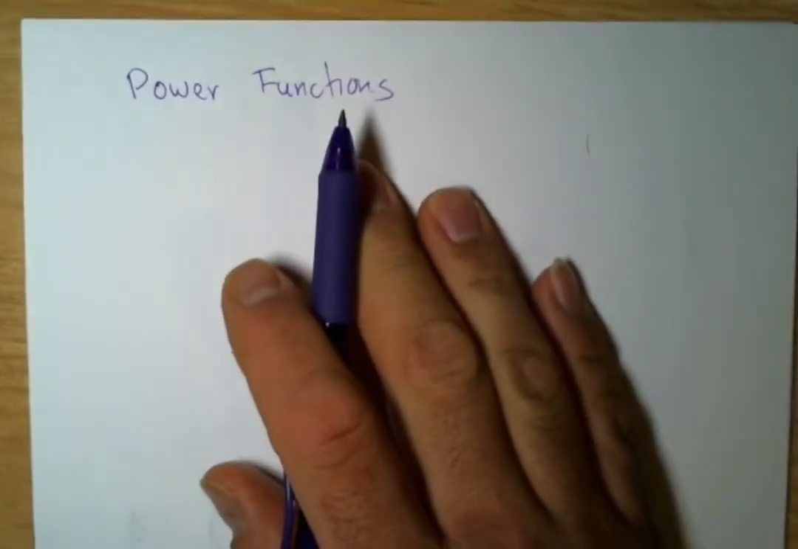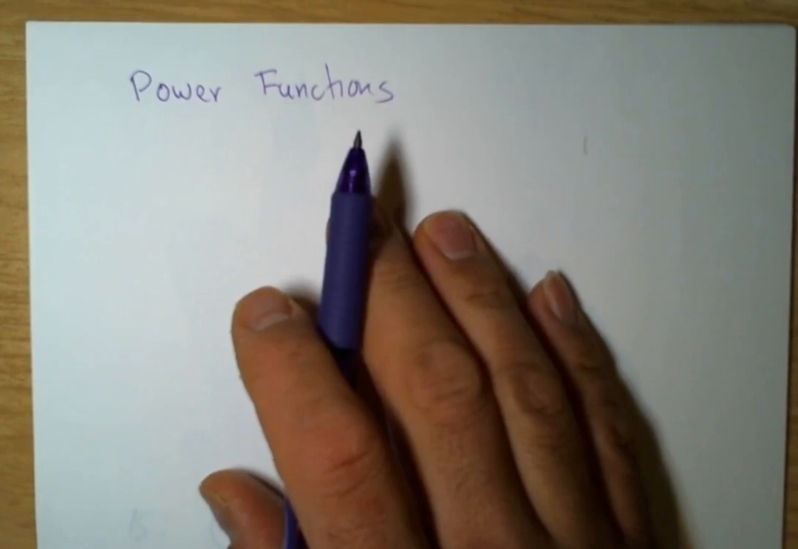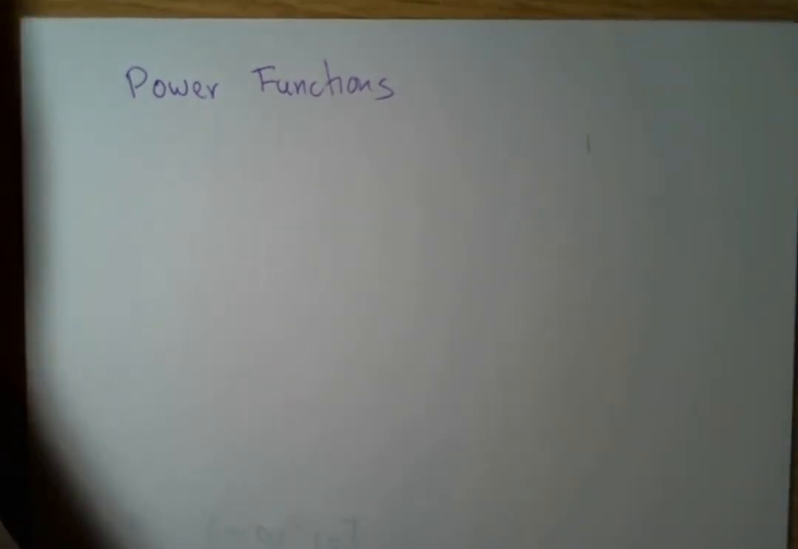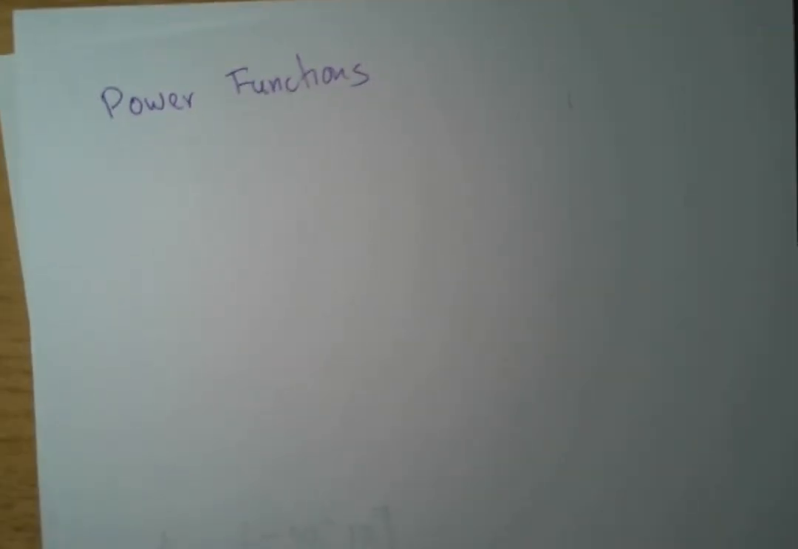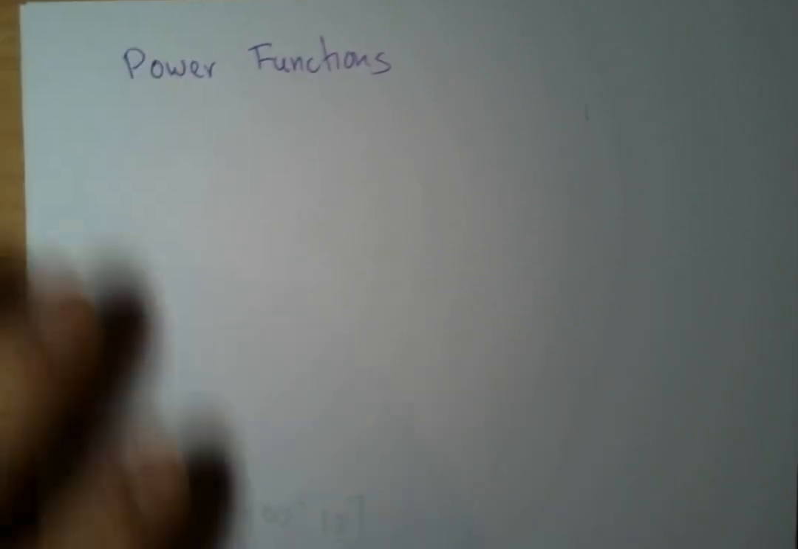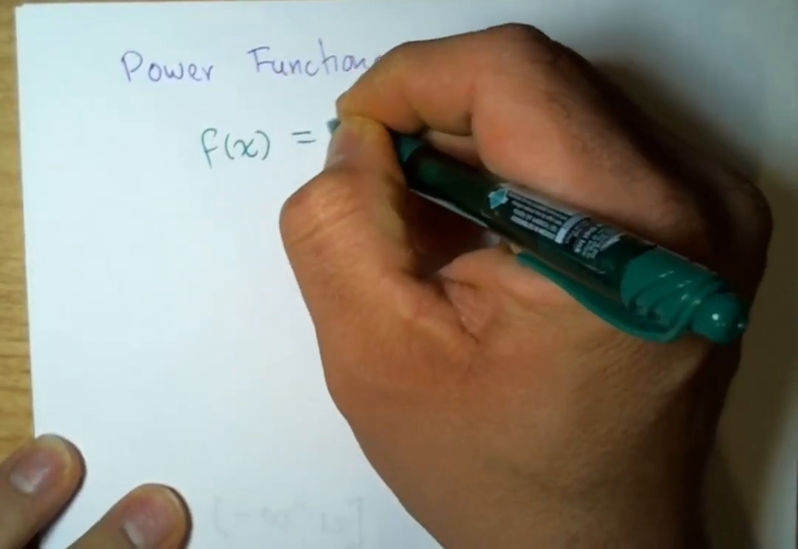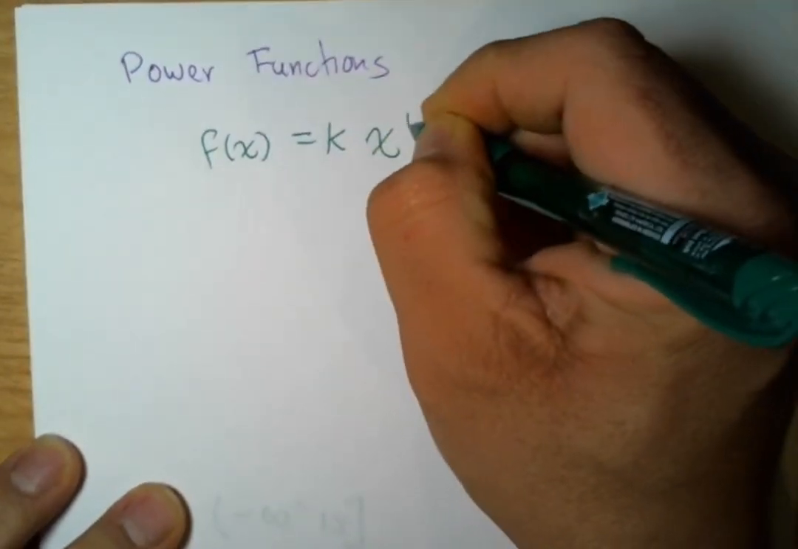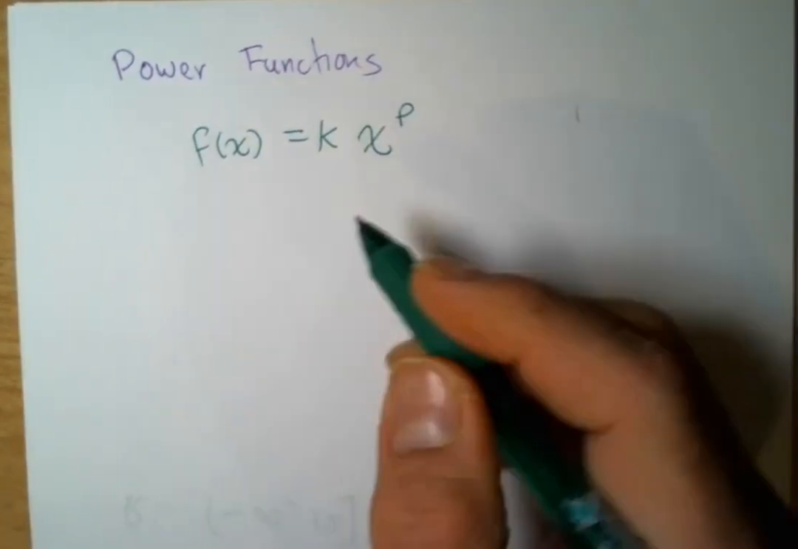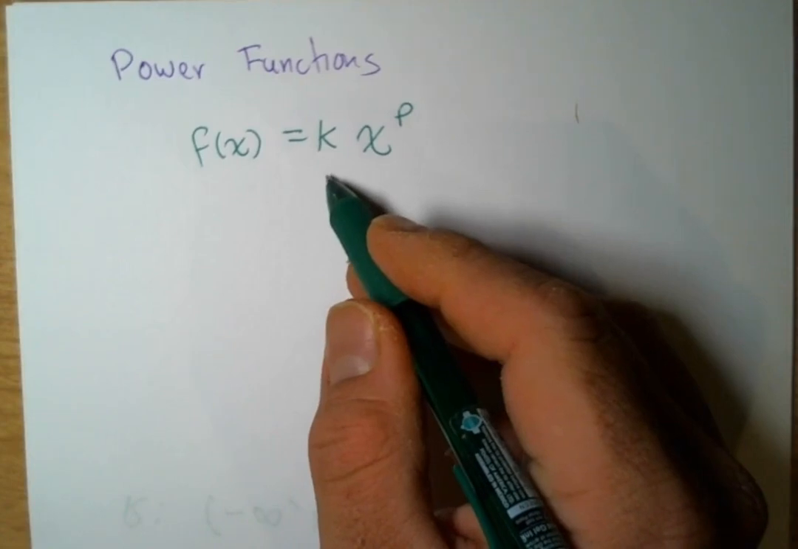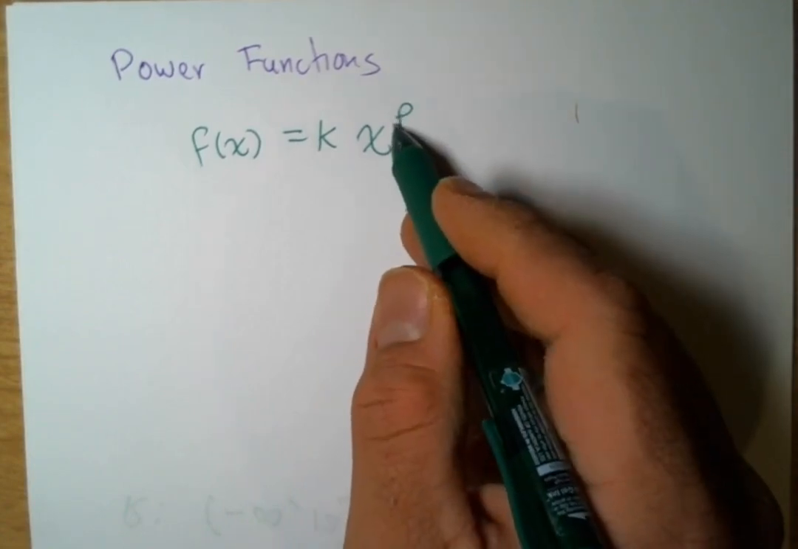Alright, so in this video we're going to cover power functions. A power function is a function that takes on this form here, using our function notation. It's one term. It consists of our variable x, some coefficient k, and some exponent p.